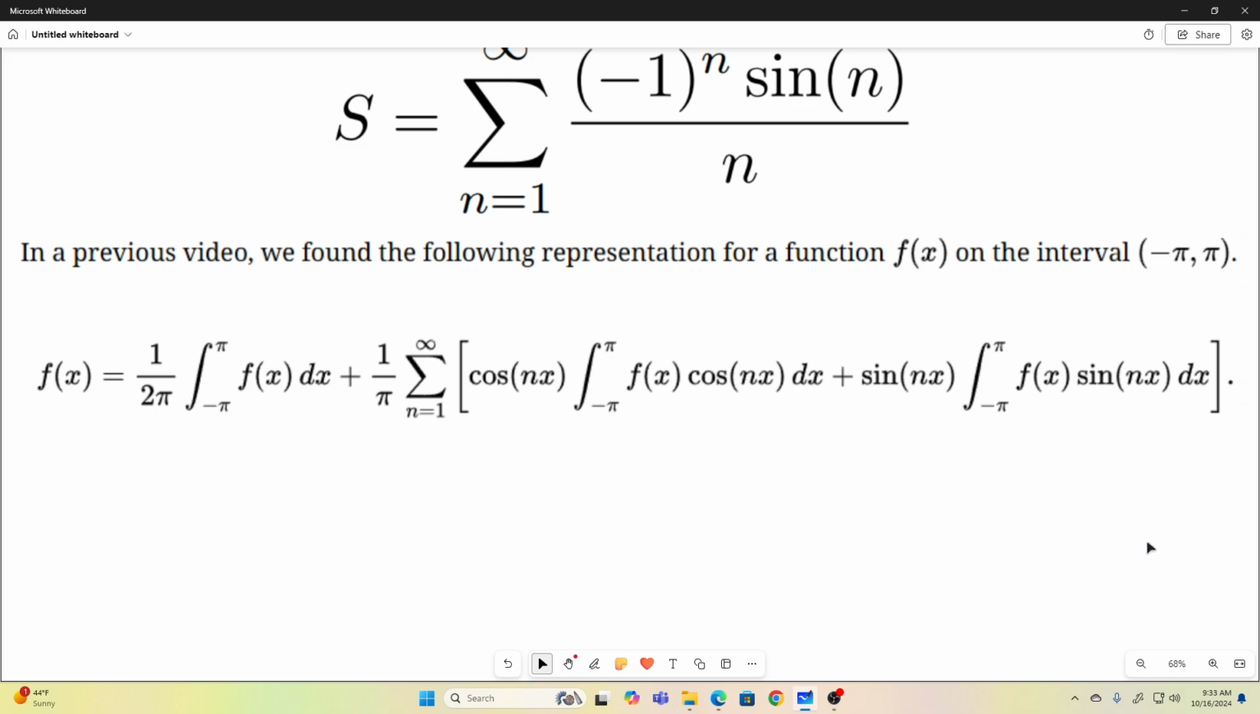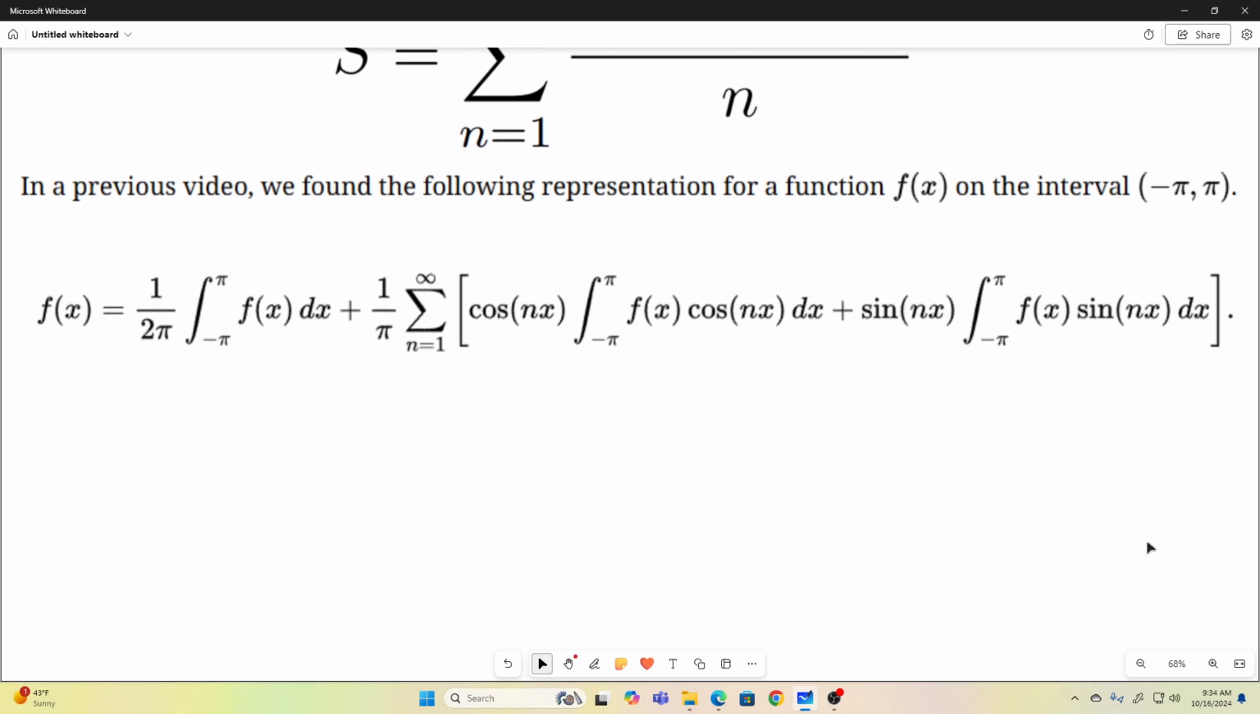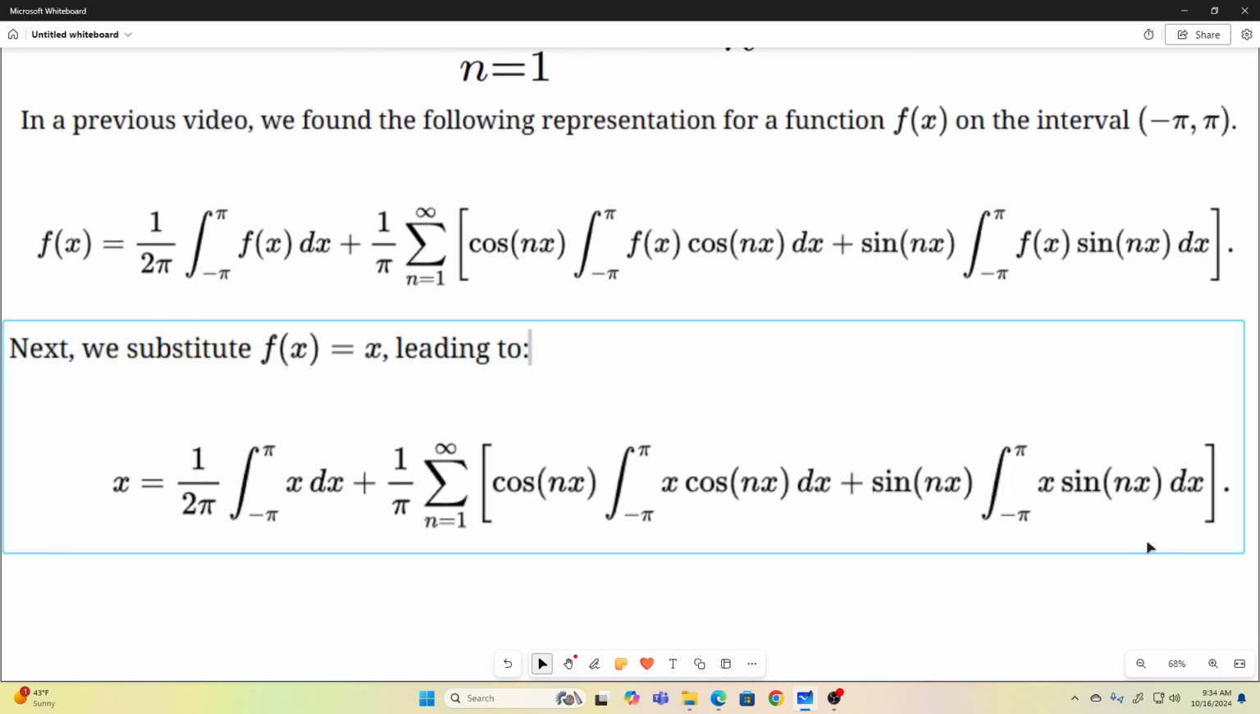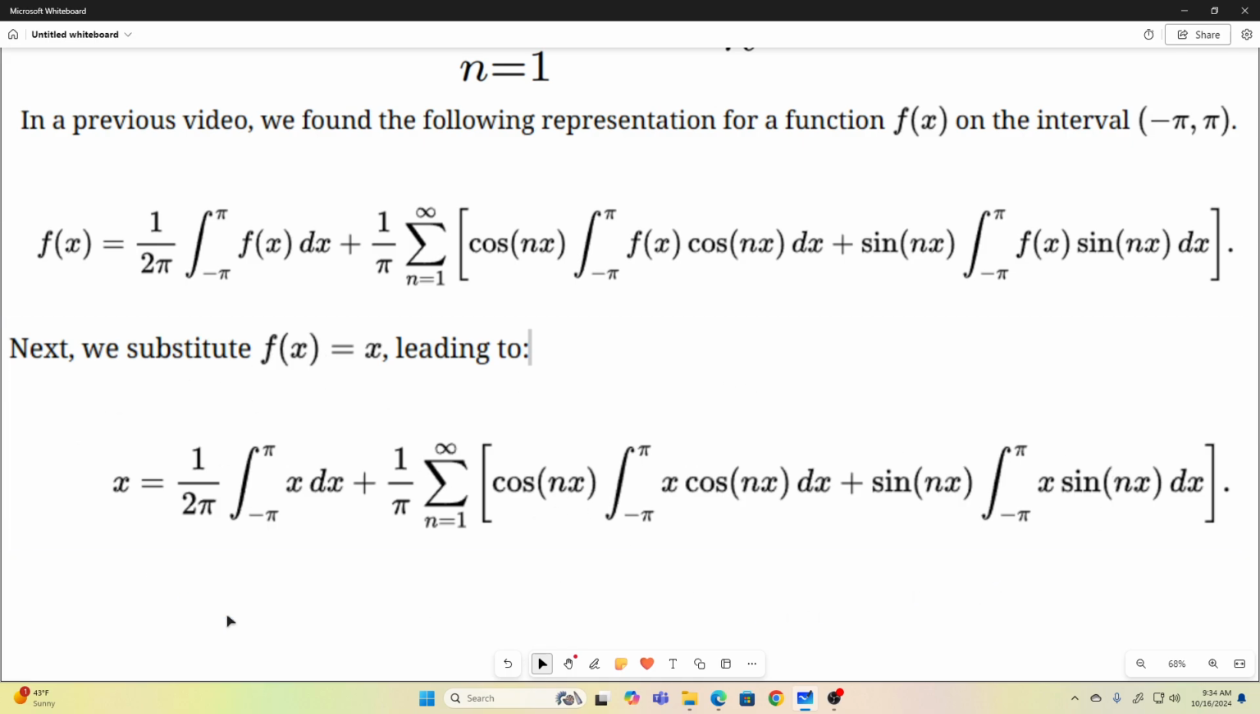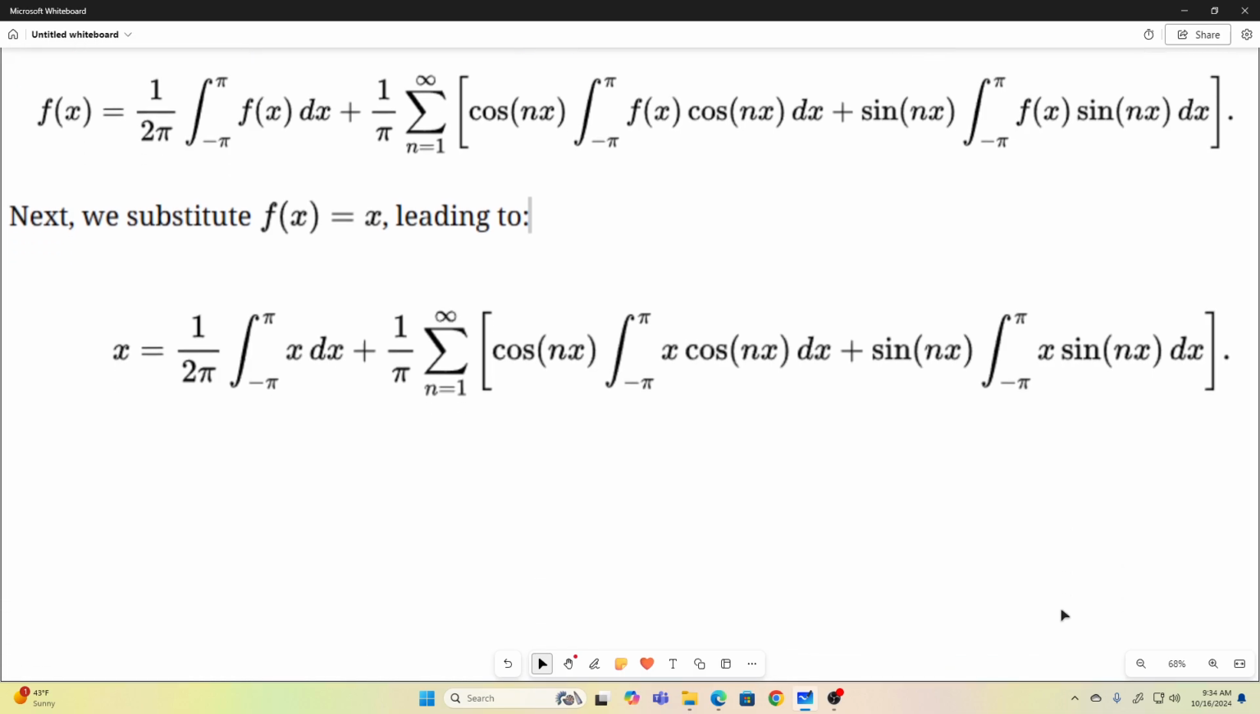Again, I'll link in the description where I showed that. This is a Fourier series. This is one of the forms of the Fourier series formula. But we're going to use that to find this sum. Okay, so the first thing we're going to do is let f of x equal x. So we're just replacing f of x with x anywhere we see it. All right, so that's what it becomes after you do that.